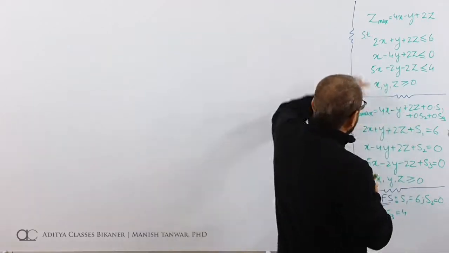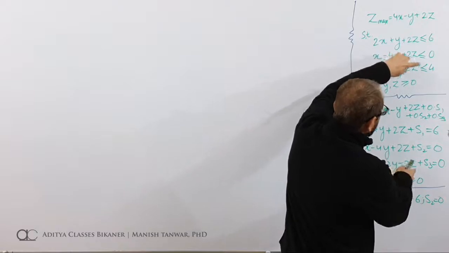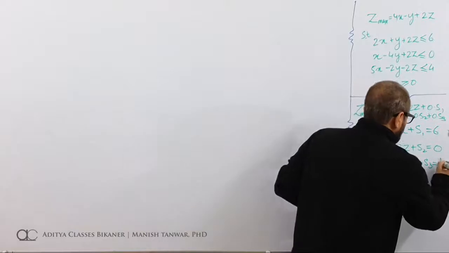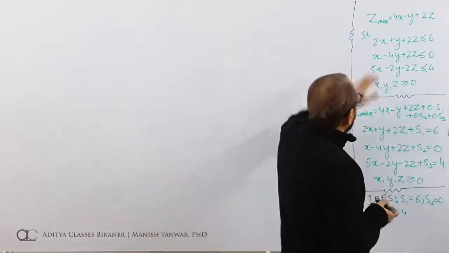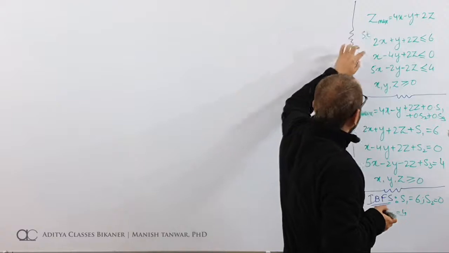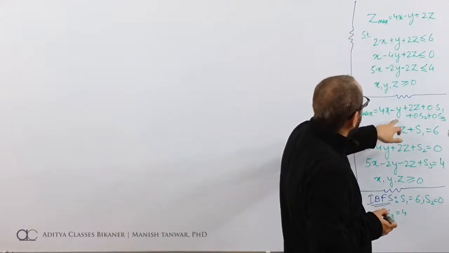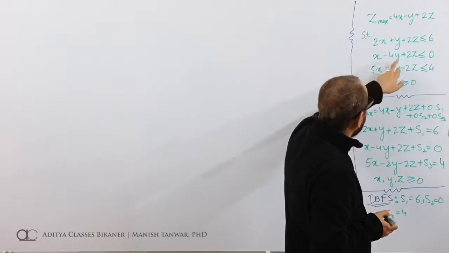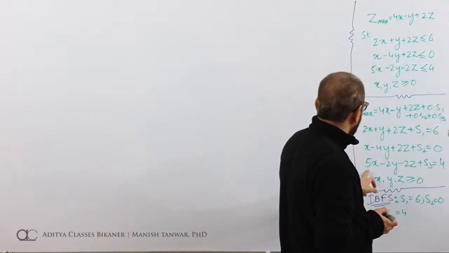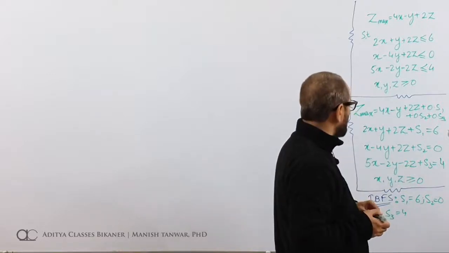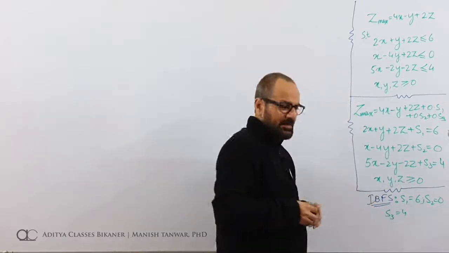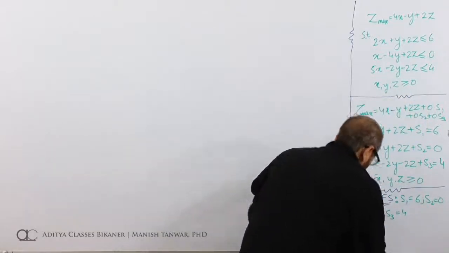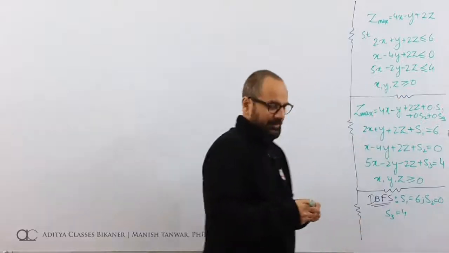Have I written this correctly? 5x minus 2y minus 2z. This one is 4. Let me check it once again. 2, 1, 2. Then we have 1 minus 4, 2. And then there is 5, minus 2 and minus 2. This will be my IBFS. Now that I have my IBFS, can I move on to my first simplex table?